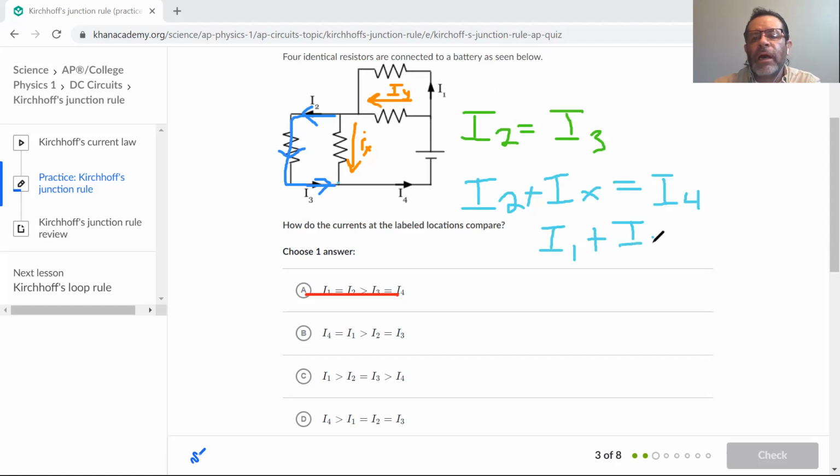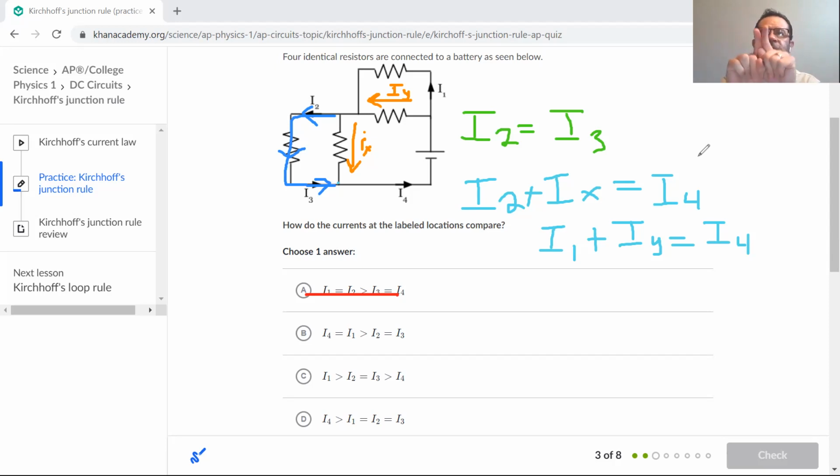I1 plus IY is going to be equal to I4 also. Okay. Now, of these currents that we have here, the current is going to be divided. If the two resistors are the same, then how is the current going to be divided? If the two resistors are exactly the same, how is the current going to be divided? Anybody tell me?